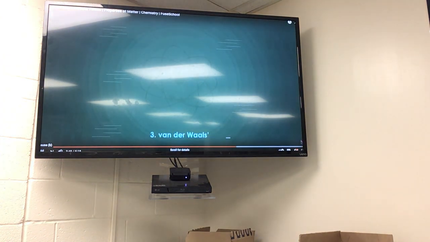Number 3. Van der Waals forces. Firstly, note the spelling of van der Waals forces. It is a lowercase v in van, and the apostrophe comes after the s in Waals. Van der Waals forces are induced dipole-dipole interactions. Let's look at how these arise.